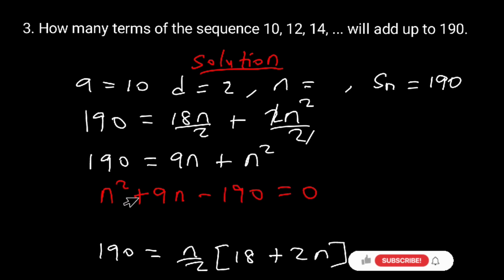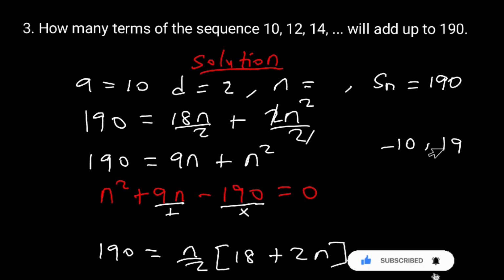So this is a quadratic equation, and we can solve it by factorization method. What are the two numbers so that when you multiply them you get 190, but when you add them you get 9? So those two numbers are minus 10 and 19. Minus 10 times 19 is minus 190. Minus 10 plus 19 is equals to 9.